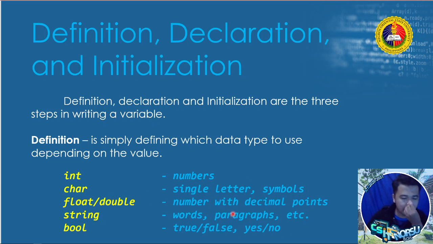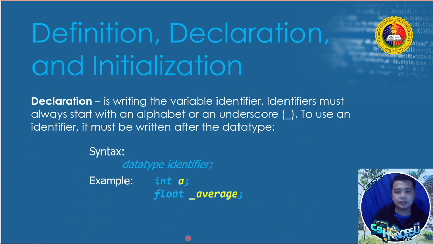If the data that we are going to deal with are numbers with decimal points, then we're going to use float or double. Float if it's going to be under 7 decimal points, and double if it's going to be 7 and up decimal points. If we're going to deal with words, paragraphs, or long words, then we're going to use string. And if we're going to deal with true or false options, we are going to use bool. So that is definition: determining what data type to use depending on the value. That's the first step.